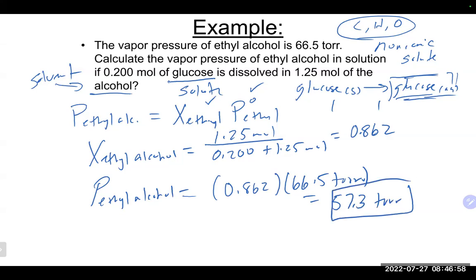So we do see what we were talking about in the previous slide. This is what is referred to as vapor pressure lowering. The ethyl alcohol by itself can naturally evaporate and create gas molecules above the solution that results in a pressure of 66.5. With the addition of those solute particles floating around in that solution, they get in the way of allowing that to naturally evaporate. That's going to result in fewer gas molecules above the surface, and that results in the pressure going down, which is what we see here. The pressure went down to 57.3 torr. Any questions on that?